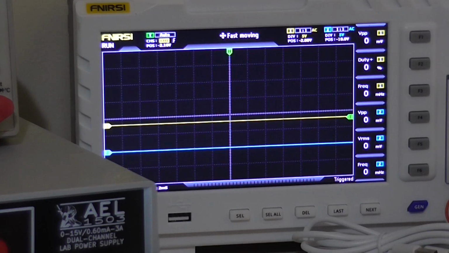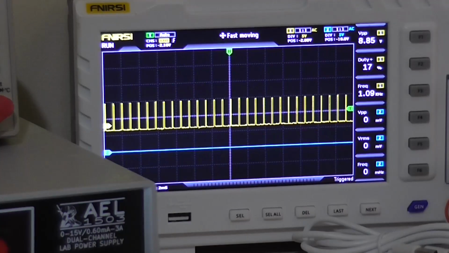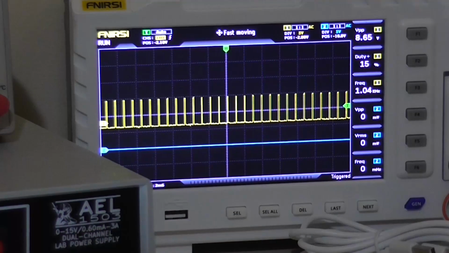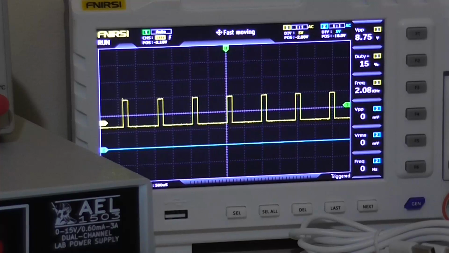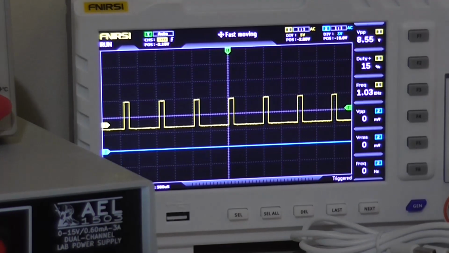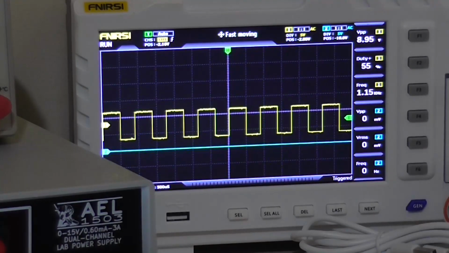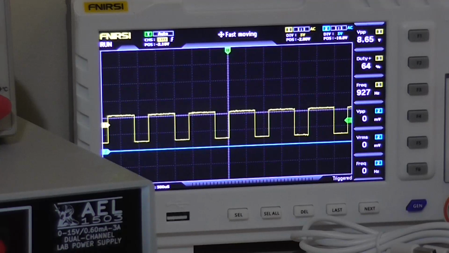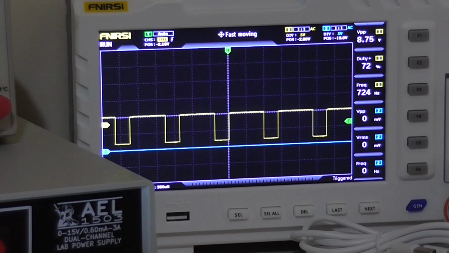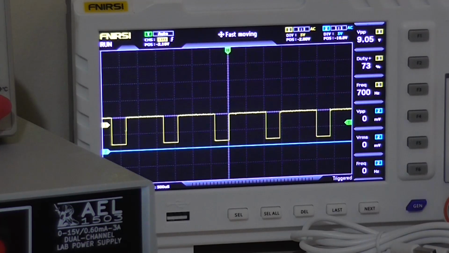So if we look at the scope screen, I'm scoping the output of pin 3. There's our duty cycle, but I need to increase my time base a bit. Now at the lowest we can see it's 15% roughly and 1.2 kilohertz. So I'll increase it to half speed, which is half voltage, which would be roughly about there.